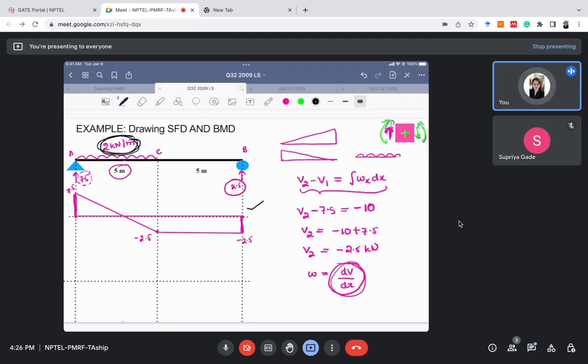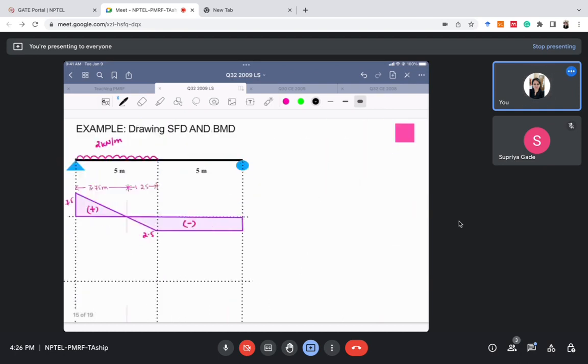So shear force diagram is done. I hope there is no problem. This is the positive part and this is the negative part of the shear force diagram. Now we'll see how to make the bending moment diagram. After making the shear force diagram, for the bending moment diagram we will use this formula: M2 minus M1 is equal to the integral of V dx. That is the area of the shear force diagram for that particular section. So let us call this section 1 and this section 2.